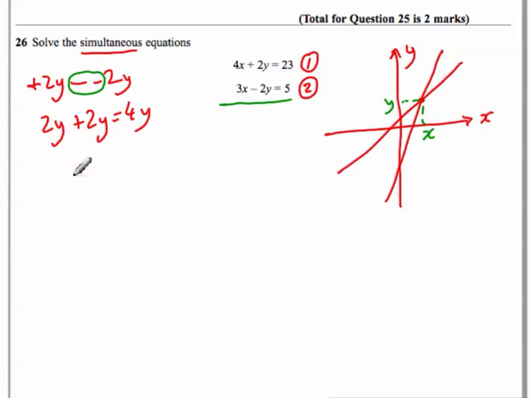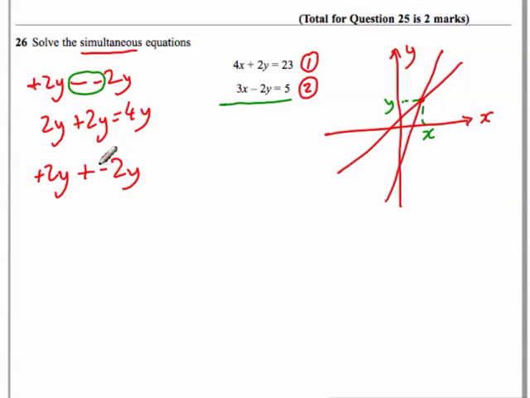Well, that's no good, because we want them to cancel each other out. We want to get nothing. And we've got 4y. So that's no good at all. Now let's try adding. So now we've got plus 2y plus minus 2y.